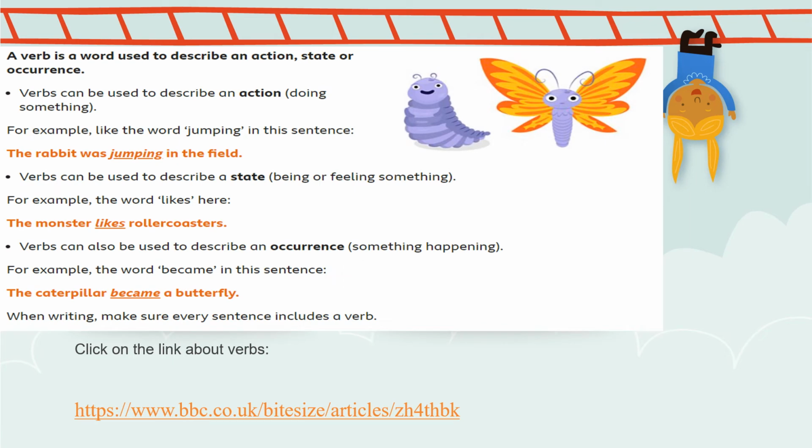So a verb is a word used to describe an action, state or occurrence. If we look at this word occurrence here, you can see a word within there before the suffix has been added. So we've got occur, so how often something happens. Okay, verbs can be used to describe an action, doing something, for example like jumping. Verbs can be used to describe a state of being or feeling something, for example the word likes.